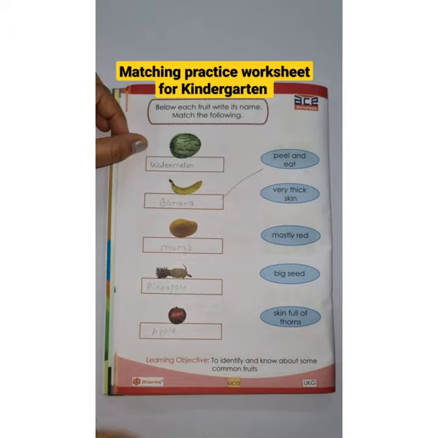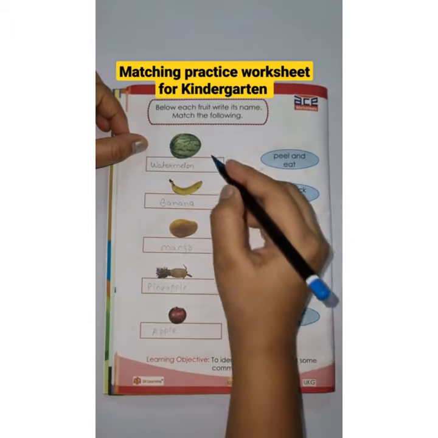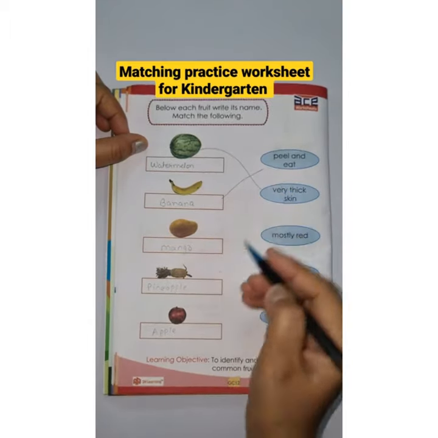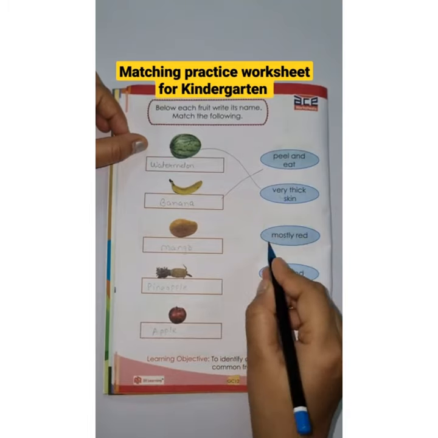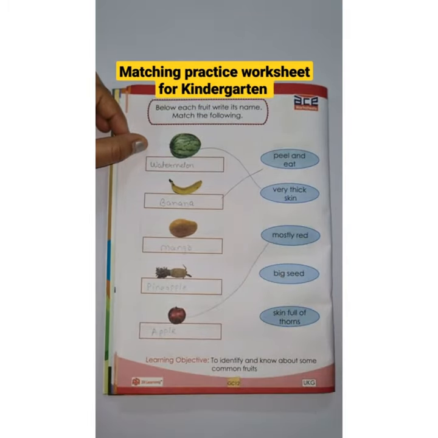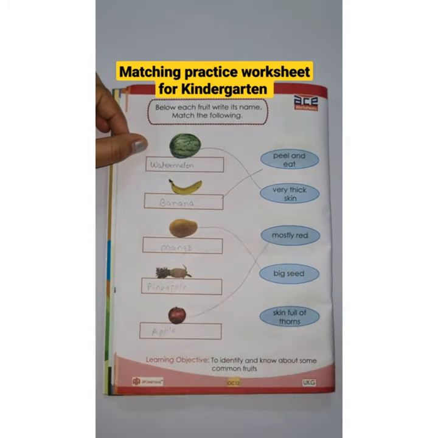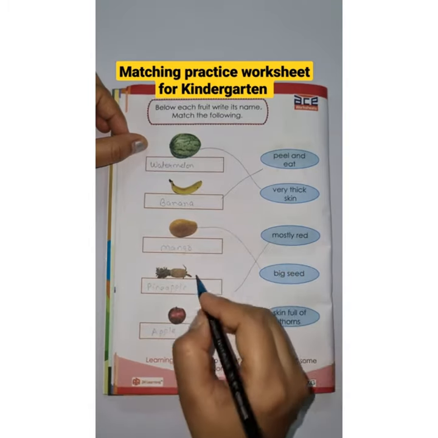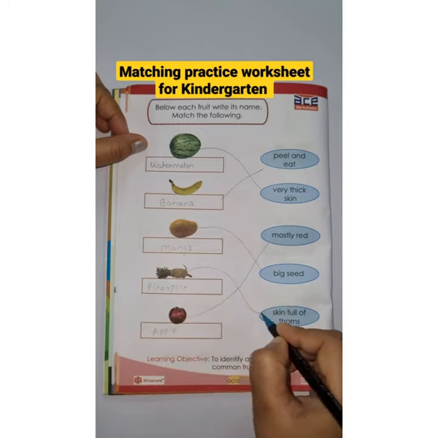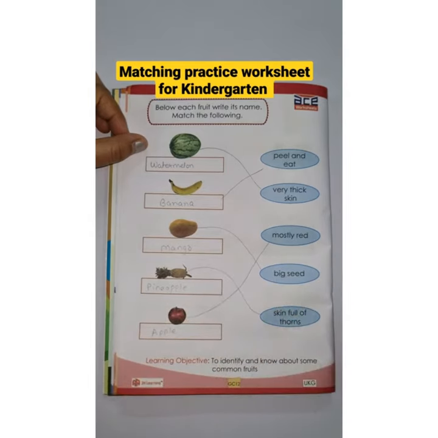We peel and eat. Very thick skin. Watermelon has very thick skin. Mostly red. Apple is mostly red. Big seed. Mango has a big seed. Skin full of thorns. Pineapple has skin full of thorns.